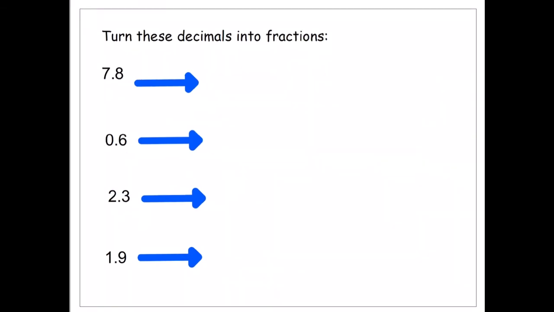On this slide, we're going in reverse. This time, we're turning these decimals into fractions. So the first one, 7.8. 7 whole ones are in my units column, and then I've got 8/10 in the tenths column. The second question, 0.6. I've got 0 whole ones, but I have 6 in the tenths, so 6/10.